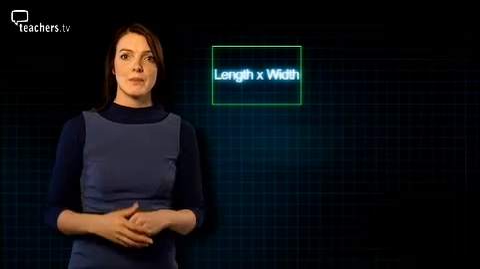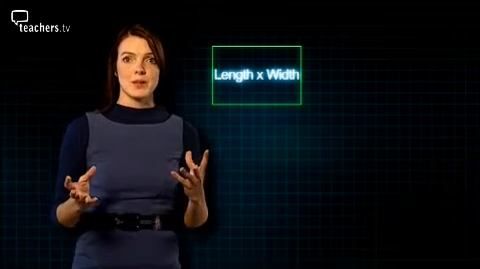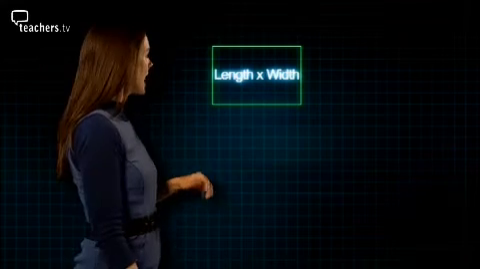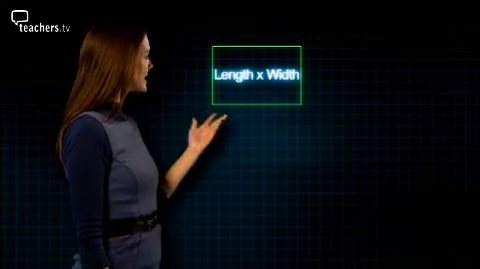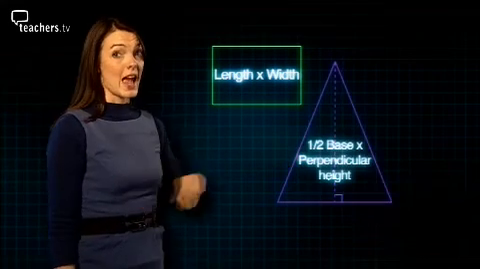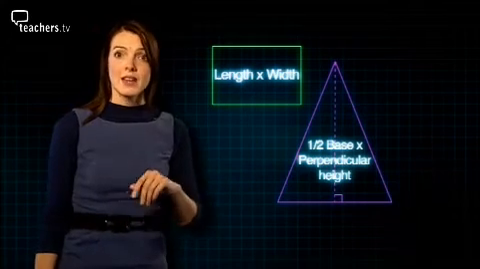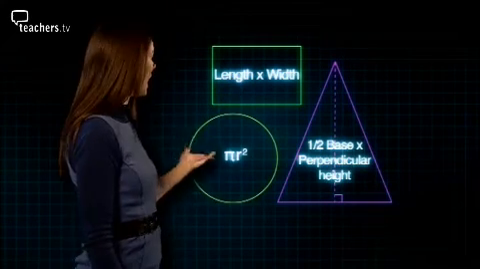So what do you need to remember about finding areas of different shapes? Well, mostly the right formula. So let's have a look at them. The area of a square or rectangle is its length times its width. The area of a triangle is half base times perpendicular height. And the area of a circle is pi r squared.